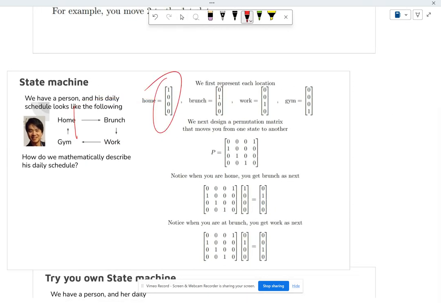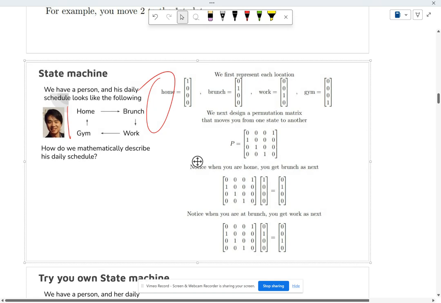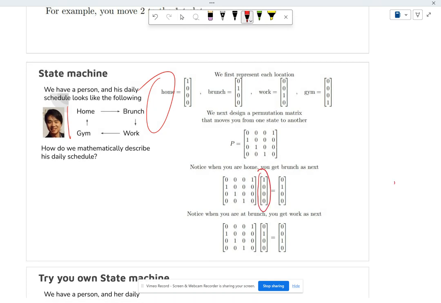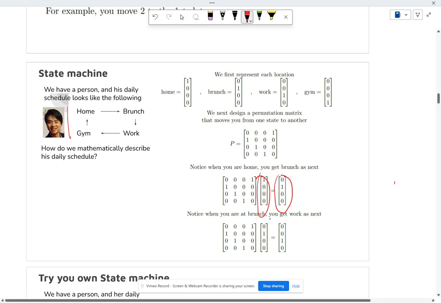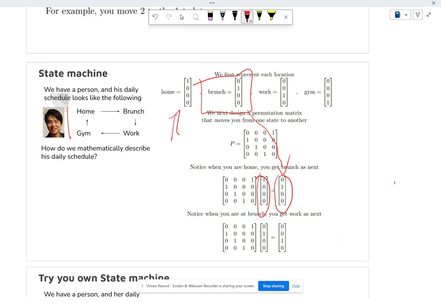We start from home. So when I'm at home, if I plug 1000 into the permutation matrix, what it will do is tell me what the next state is. Now, if we multiply this out, notice that you will get a 1 here. So it's telling me that I start from home and end up at work. Sorry, end up at brunch. So notice this is brunch. So the input is home, the output is brunch.